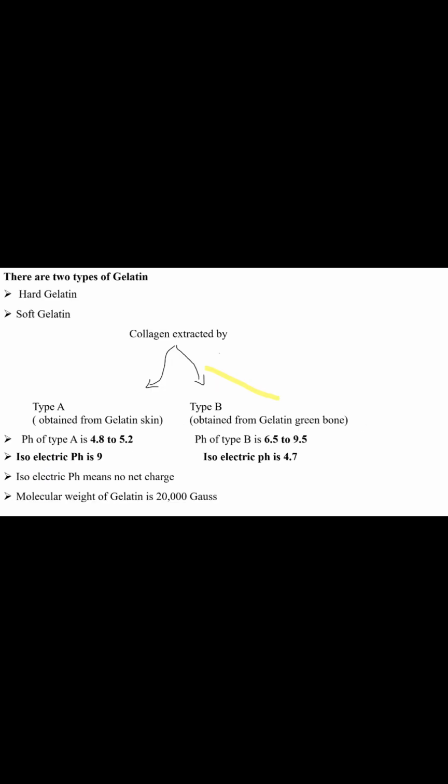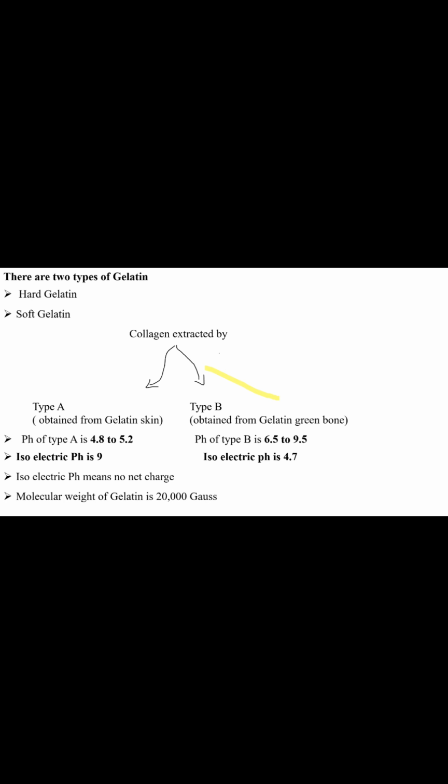In the next slides, we have two types of gelatin, hard gelatin and soft gelatin. Hard gelatin is used for making hard capsules, and soft gelatin is used for making soft capsules. In hard gelatin, there is a shell and fill, and in soft gelatin, it is an intact material.